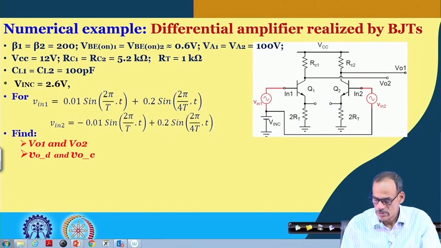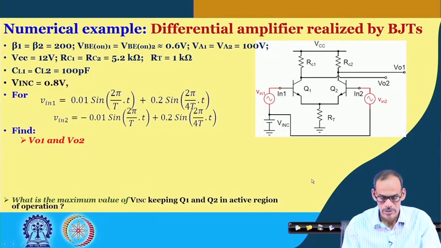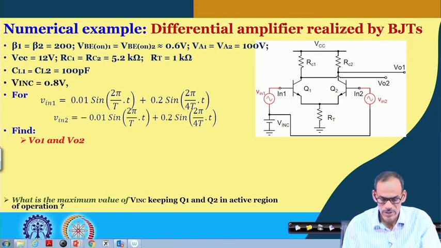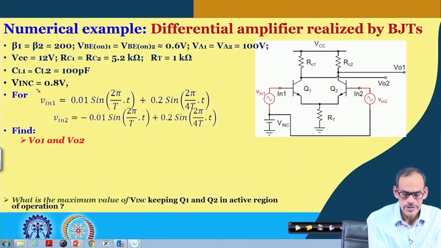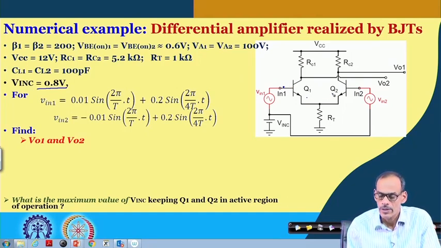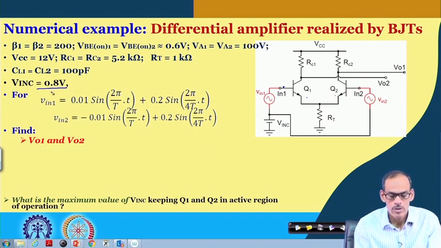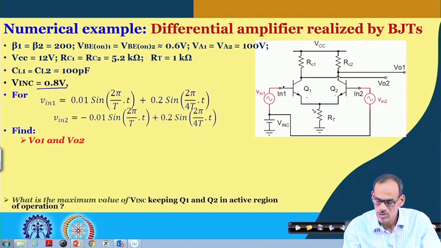Yeah, so let us see in the next slide. This slide I will skip. So here we are having some value of VinC, which is just 0.8. In fact, we need this voltage to be at least 0.6, because to make Q1 and Q2 on, we need the VB voltage sufficiently high. So here we are just taking 0.8, so that the drop across this resistance is only 0.2.